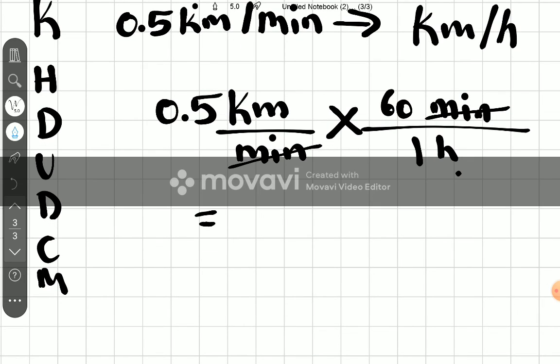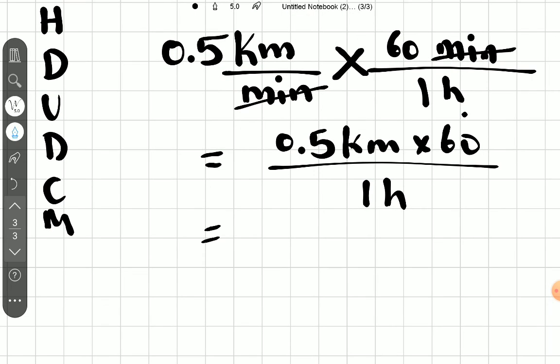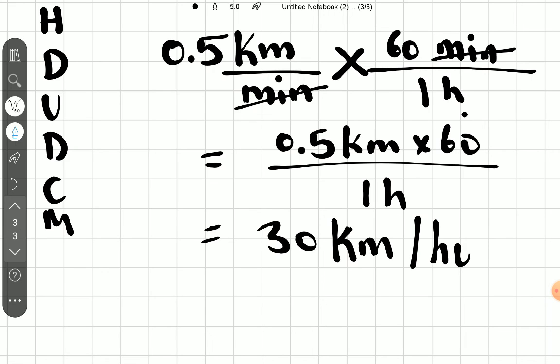So simplified, this becomes 0.5 kilometers multiplied by 60 over 1 hour, which is 30 kilometers per hour.